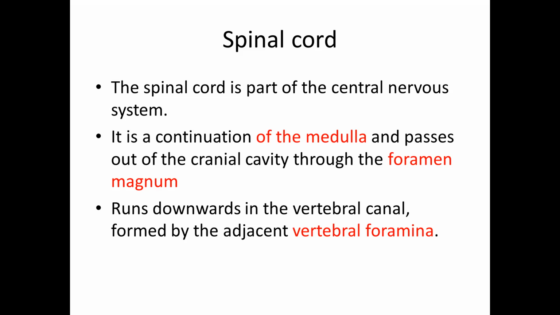So the spinal cord continues down from the medulla, that is the last part of the brain stem, and then it passes out of the cranial cavity through the foramen magnum. Okay, and then it runs down inside the vertebral canal, which is formed by the adjacent vertebral foramina. You have seen a skeleton of the vertebral column, and you see that all the vertebral foramina are lined up, creating a tunnel, and through that tunnel the spinal cord travels.